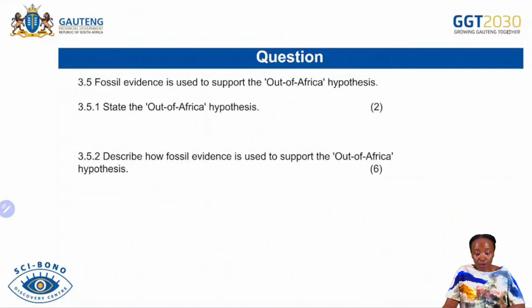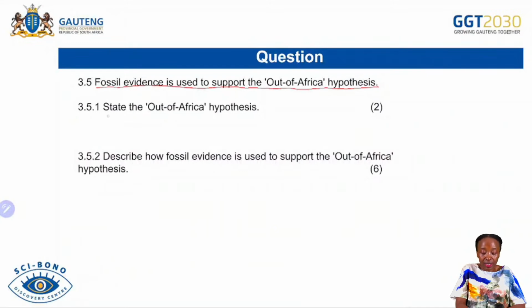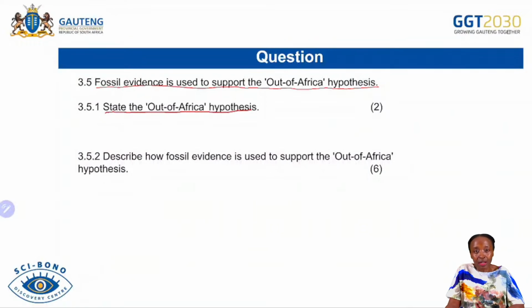And then this is another question. Fossil evidence is used to support the out of Africa hypothesis. Remember, I said it's only two, fossil and genetic. Then the question here says state the out of Africa hypothesis. This is a recall question. So questions like this are non-negotiable. Learners, you need to go into your exam room knowing exactly what the out of Africa hypothesis is.